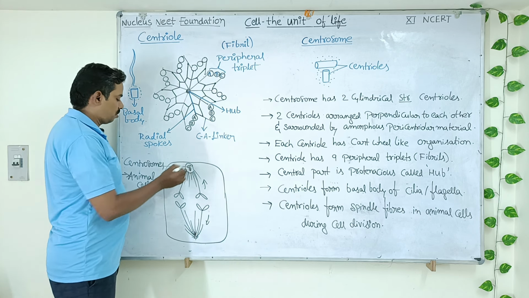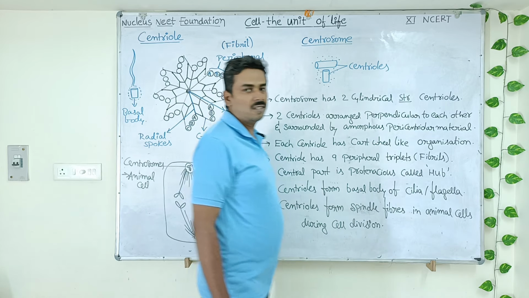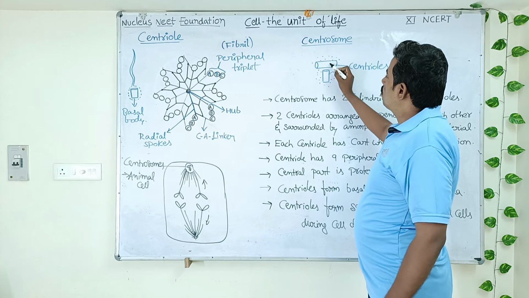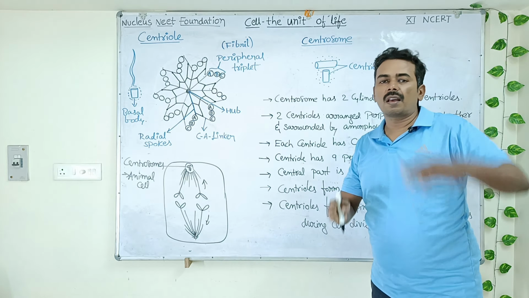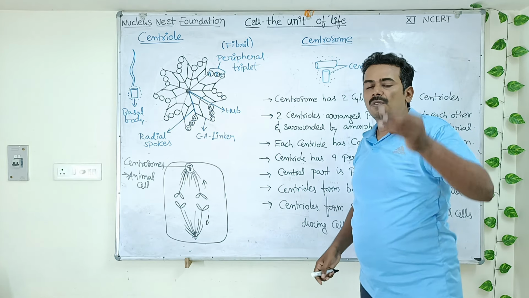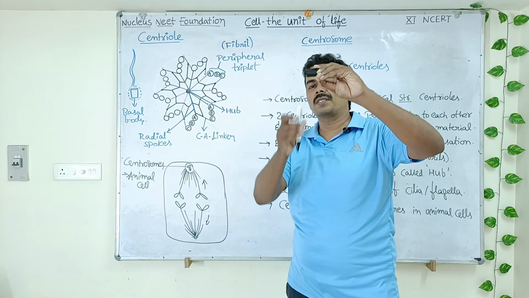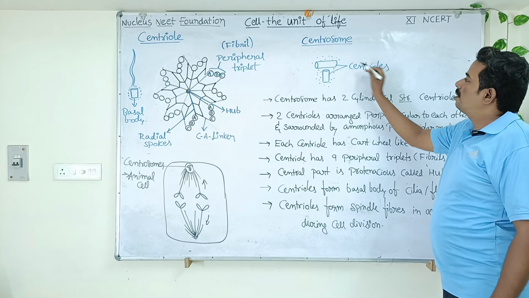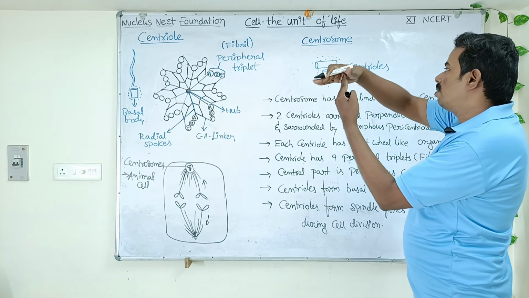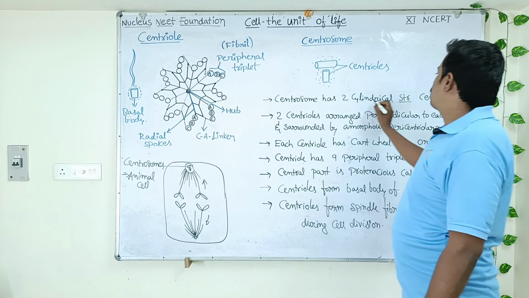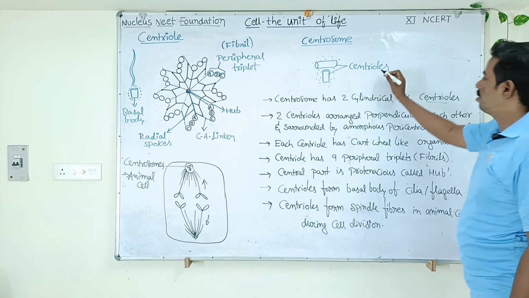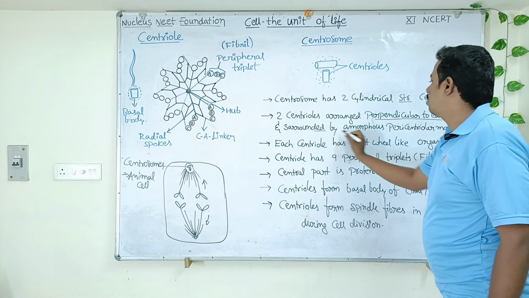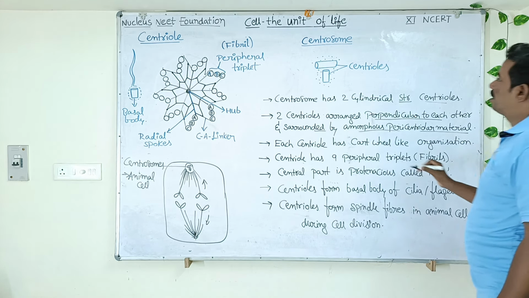Then what is the detailed structure of the centrosome? Let us study. You can see here, this is a centrosome. Each centrosome has two cylindrical structures which are arranged perpendicular to each other. Look here, this is one centriole, this is another centriole. Both are arranged perpendicular to each other like this. The two centrioles are surrounded by amorphous pericentriolar material.